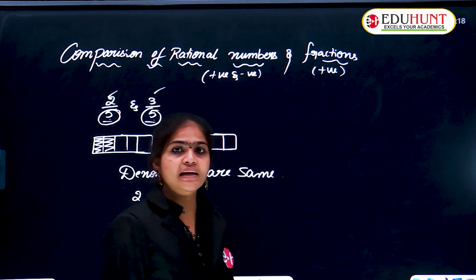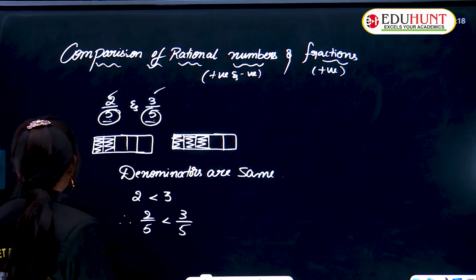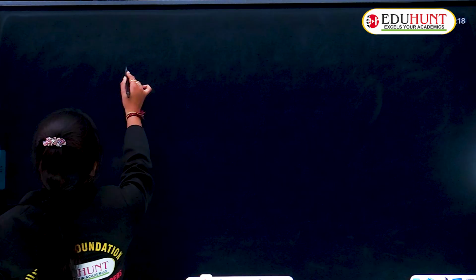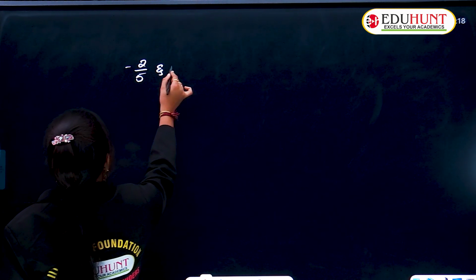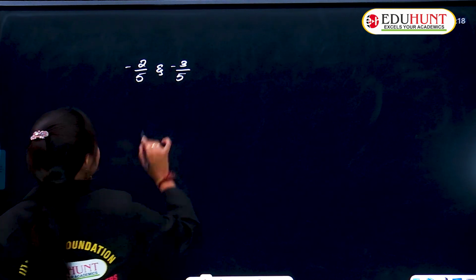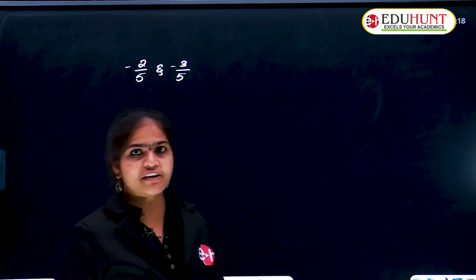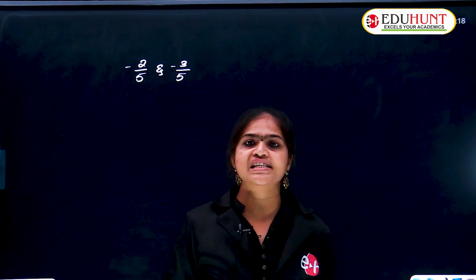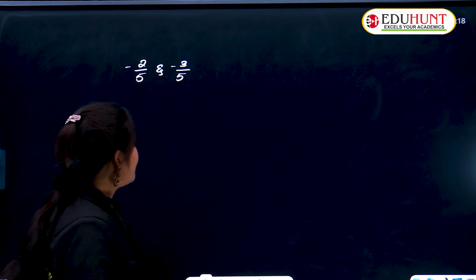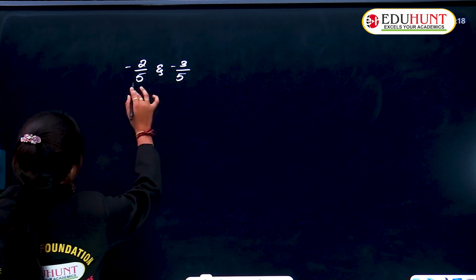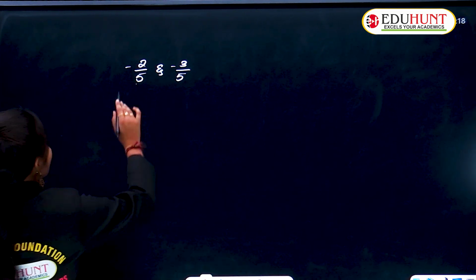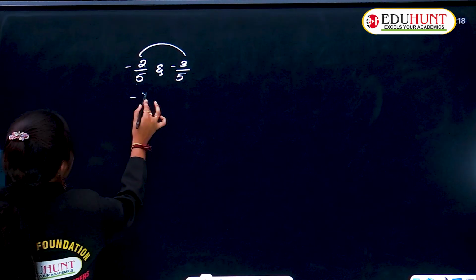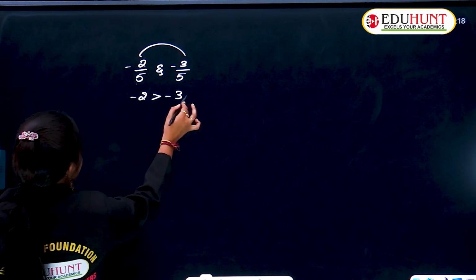For example, here negative rational numbers are there. Negative rational numbers means for example minus 2 by 5 and minus 3 by 5. How to compare these two rational numbers here? Here denominators are same. Now compare the numerators here. Minus 2 is greater than minus 3.